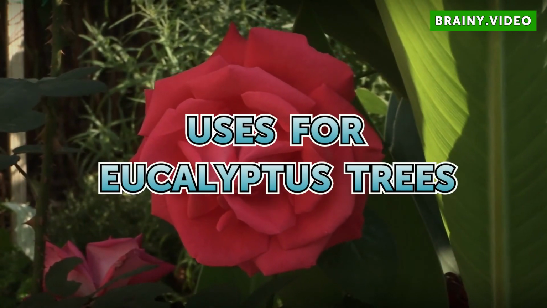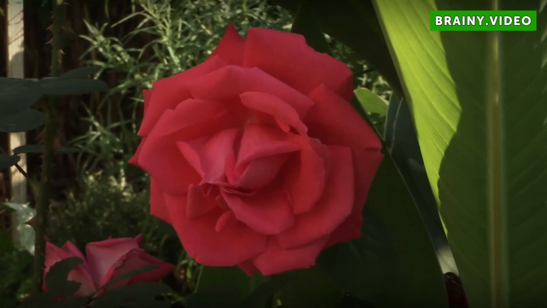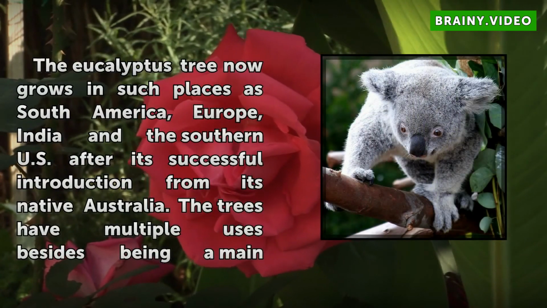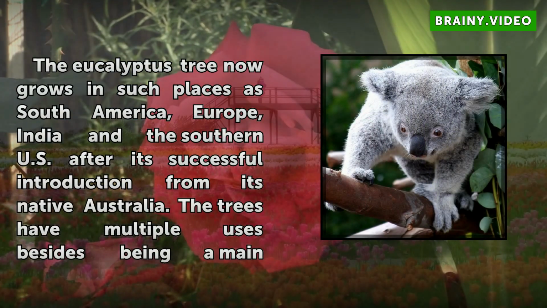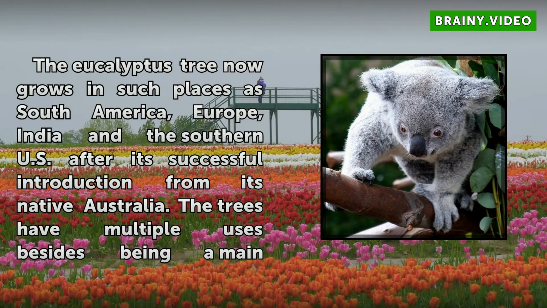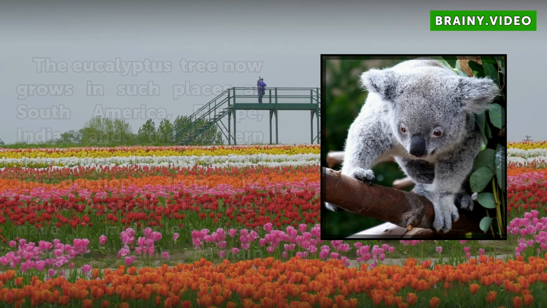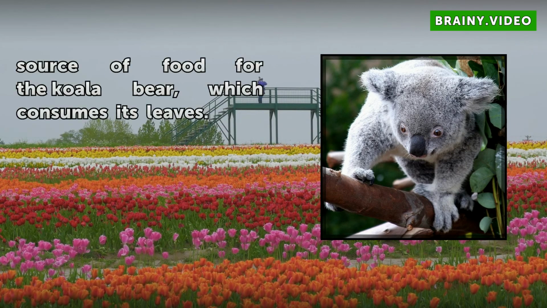Uses for eucalyptus trees. The eucalyptus tree now grows in such places as South America, Europe, India and the southern US after its successful introduction from its native Australia. The trees have multiple uses besides being a main source of food for the koala bear, which consumes its leaves.